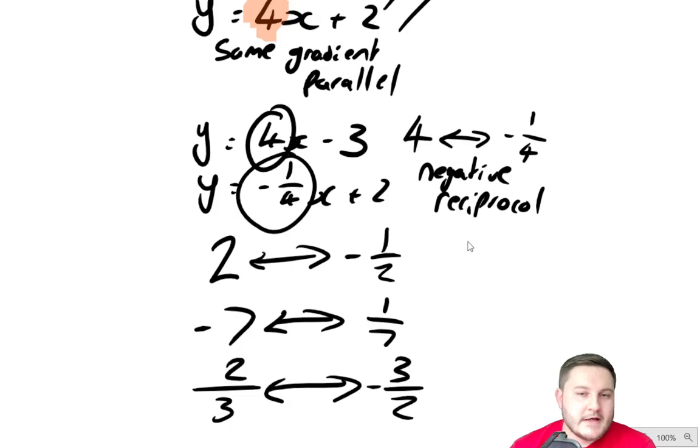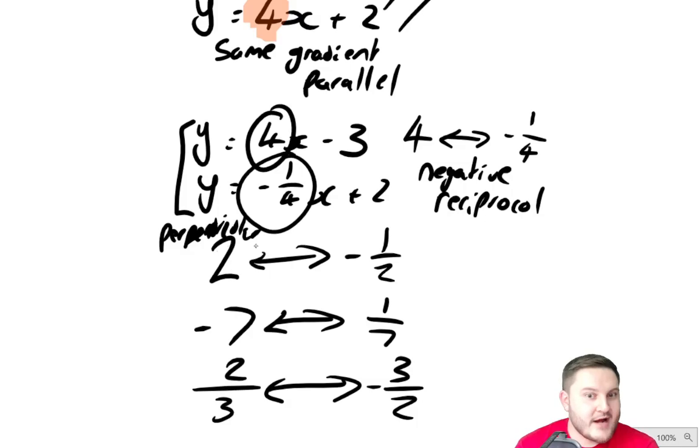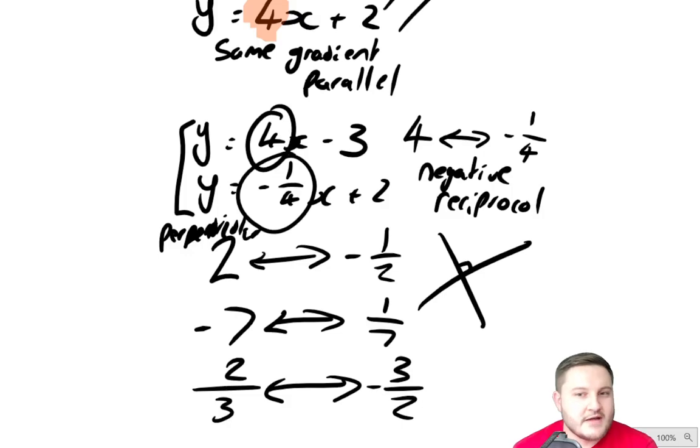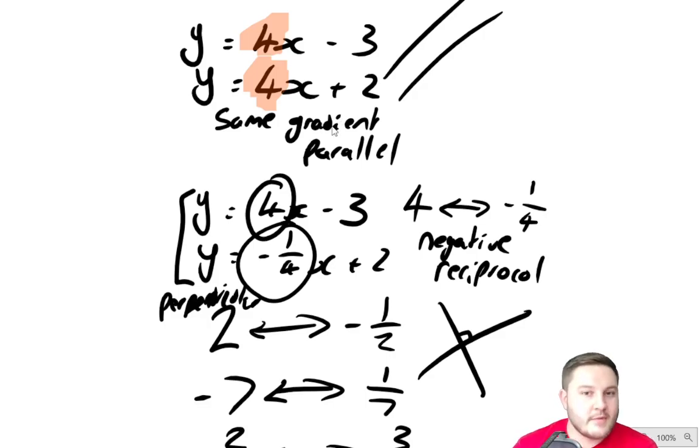If two lines have gradients that are negative reciprocals of each other, then these two lines must be perpendicular. That means that they meet at a right angle. The lines would look something like this. Obviously, that's not a highly accurate sketch, but you're getting the idea that they must be meeting at right angles. So two key facts there. Same gradient, they must be parallel.